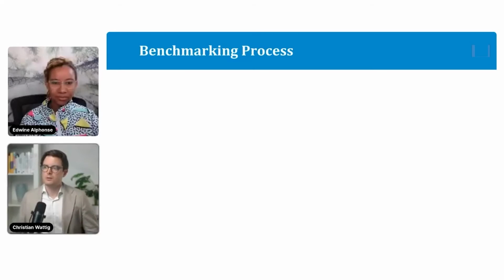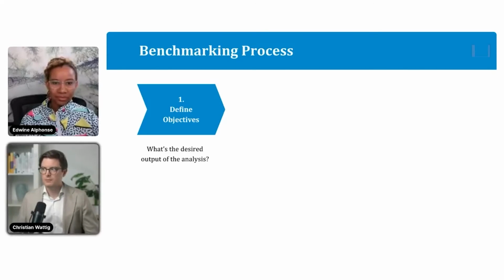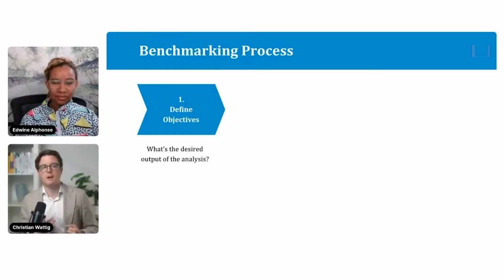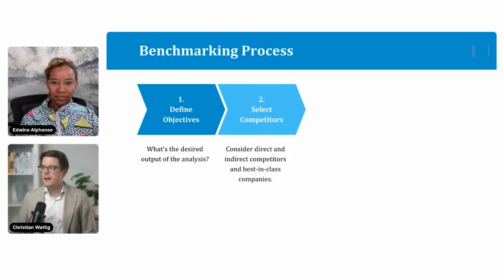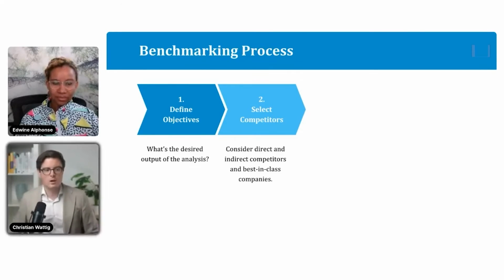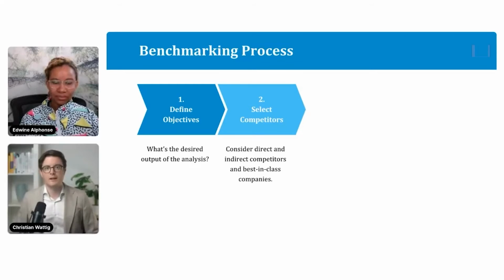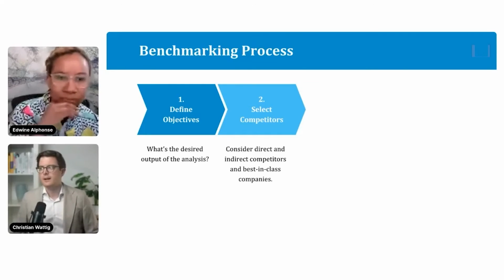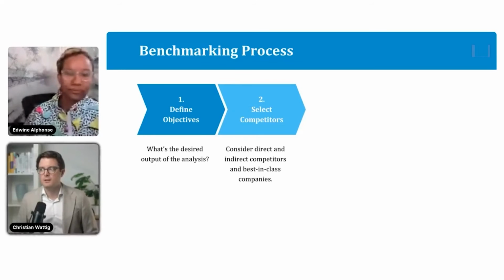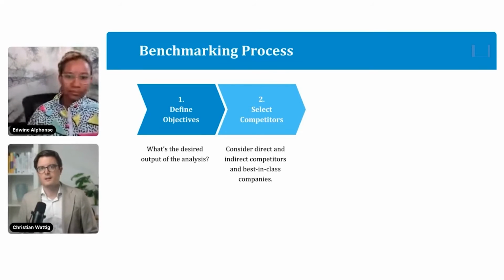And I have a few tips on how to best approach this. So start with the objectives. What's the desired output of the analysis? In our case, we want to compare our key performance indicators to those of our competitors. And what's really important is that you don't just choose your one or two direct competitors, because you can learn a lot from indirect competitors and also best-in-class companies.